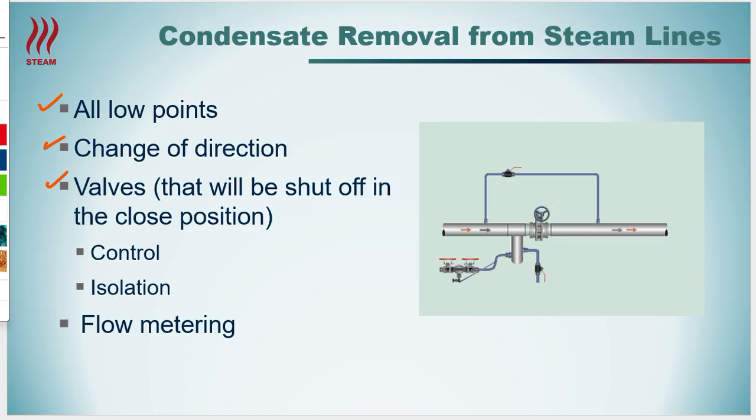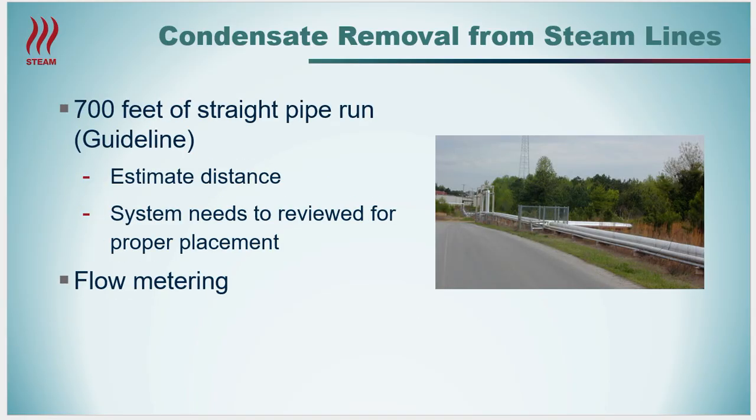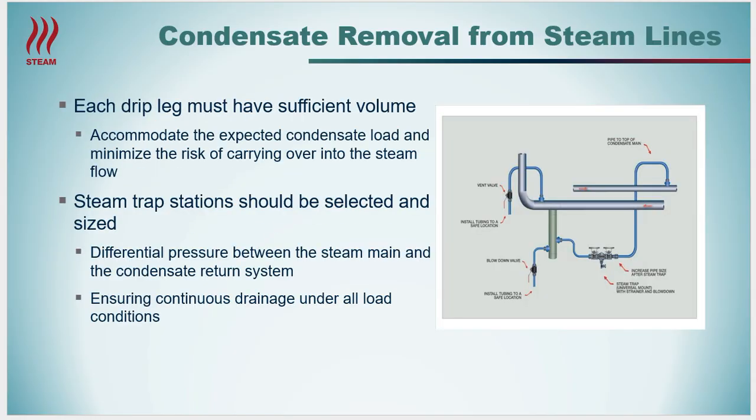Now the question comes on a straight line: how far between steam trap stations should there be another steam line drip pocket? A rule of thumb, 700 feet. That's an estimated distance. We've done condensate removal pockets longer than that, just depending on the system design and conditions, ambient conditions. System needs to be reviewed for proper placement of steam line drip leg stations. And again, flow metering. Condensate removal from the steam line.